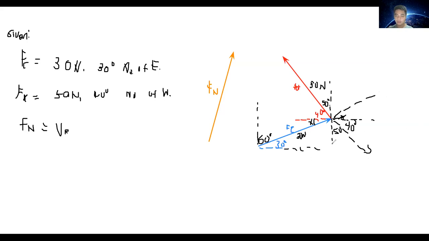Okay? Ayan. Kung i-extend natin ito, magkakaroon ng 90 degrees dito. Ayun, nagkaroon ng 90 degrees in that case. So now, this is 90. This is 90 minus 30 degrees. This is 60 degrees. Tama? Okay? 60 degrees yan.